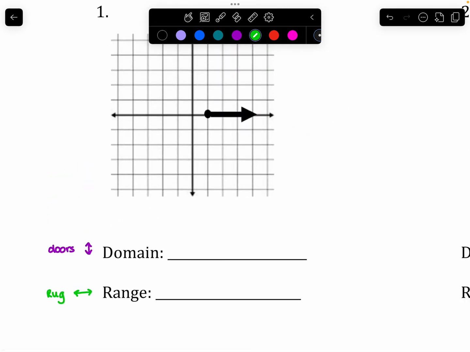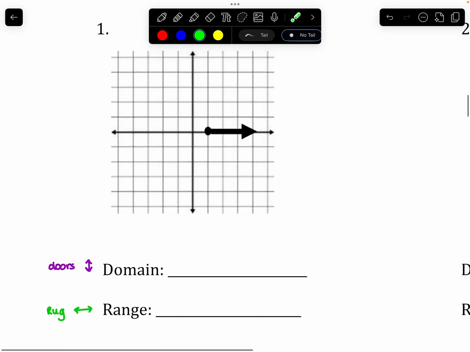So what I do is I ask my kids, I'm going to grab my little laser pointer here, and I'm going to say, okay, looking at my graph, I can see where my graph is.